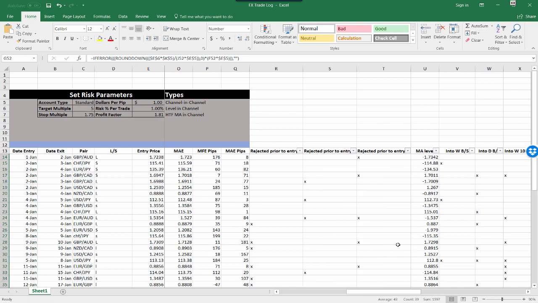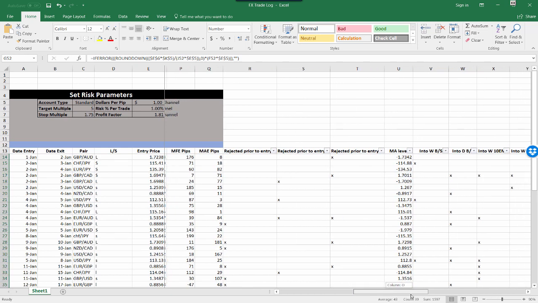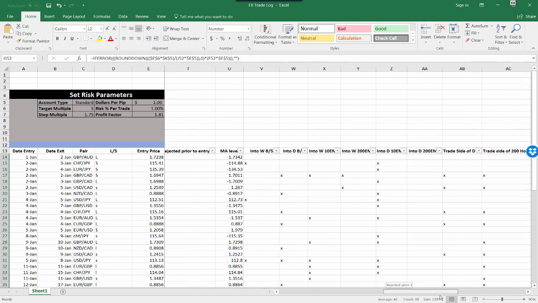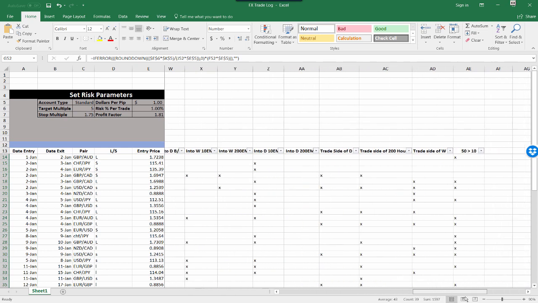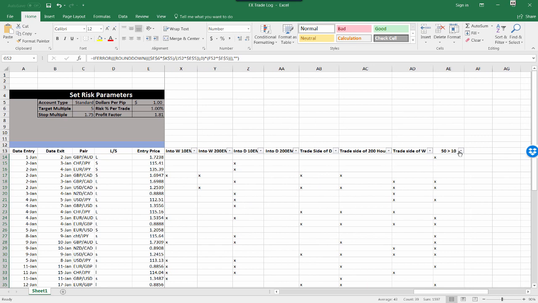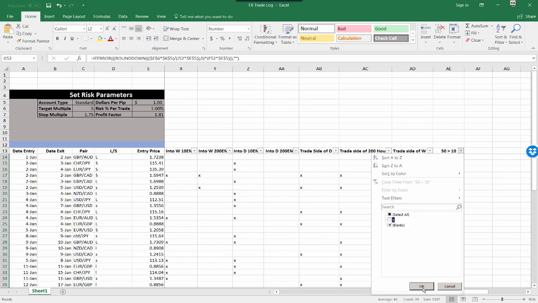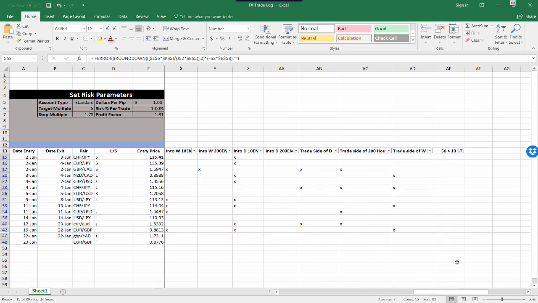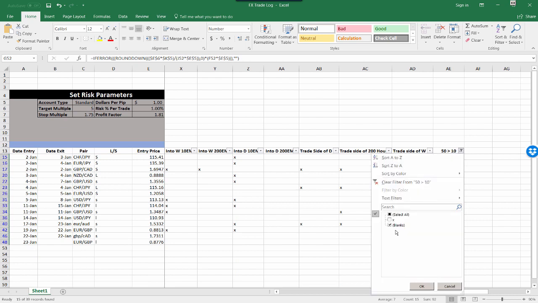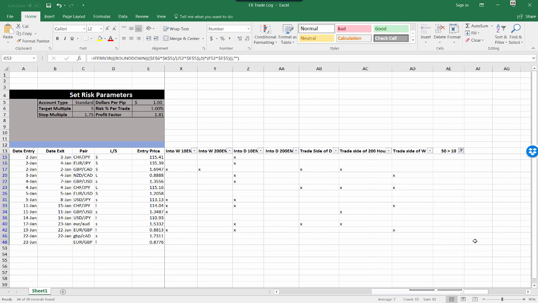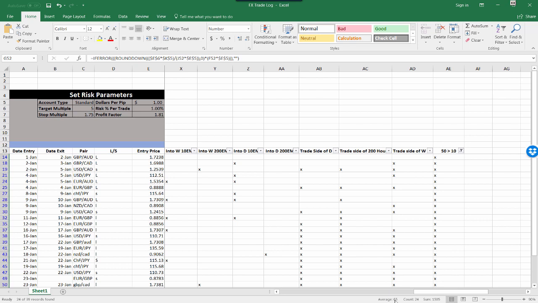Now, I don't want to bore you guys with going through all of this. But let's look at this one. Oops. I removed the wrong one. Okay. My average went up by about 50%. Fewer trades, almost the same profit. So this is a good filter so far.